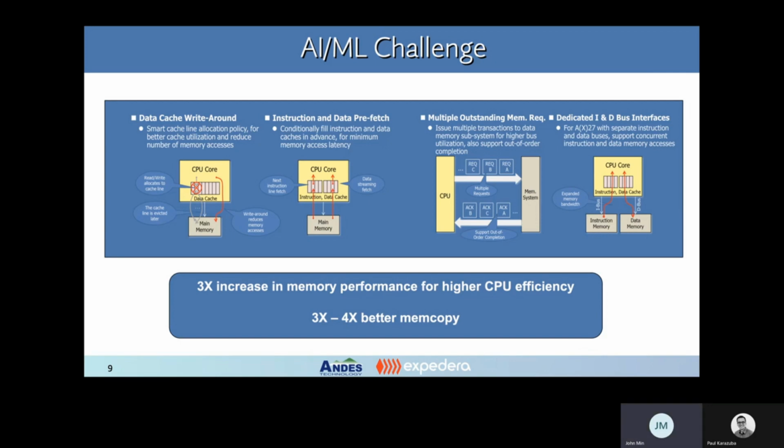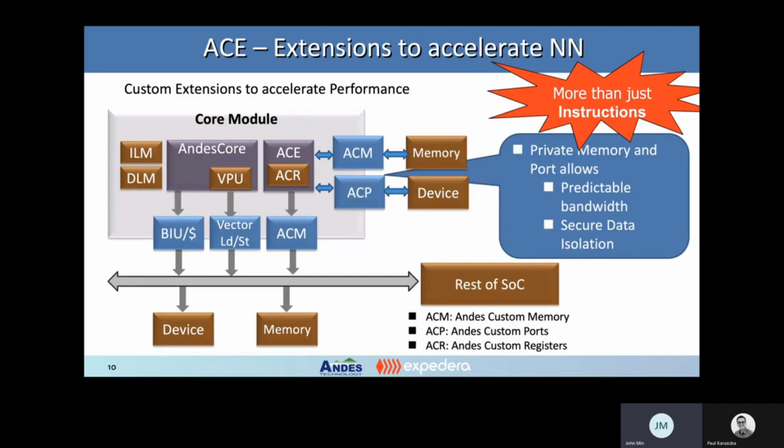Now we could completely separate the instruction and data bus interfaces and have a complete Harvard architecture, where we have twice the bandwidth to move instruction and data, and we could optimize those buses separately. What does this do? It increases our memory performance about 3 times. And what it shows in the actual performance is memcopy routines are 3 to 4 times better. So you could really move the data in and out. So this is one way we've improved the CPU portion. The next slide will show how we do a larger SoC level integration.